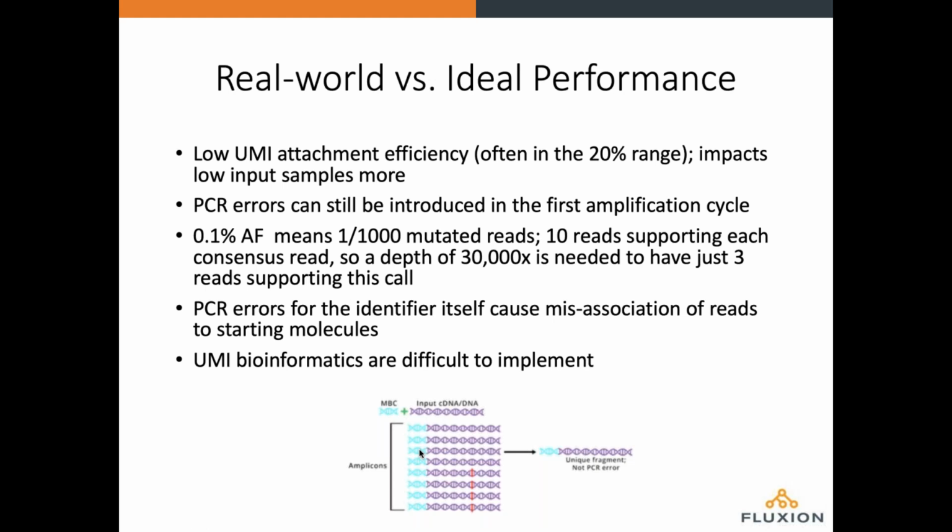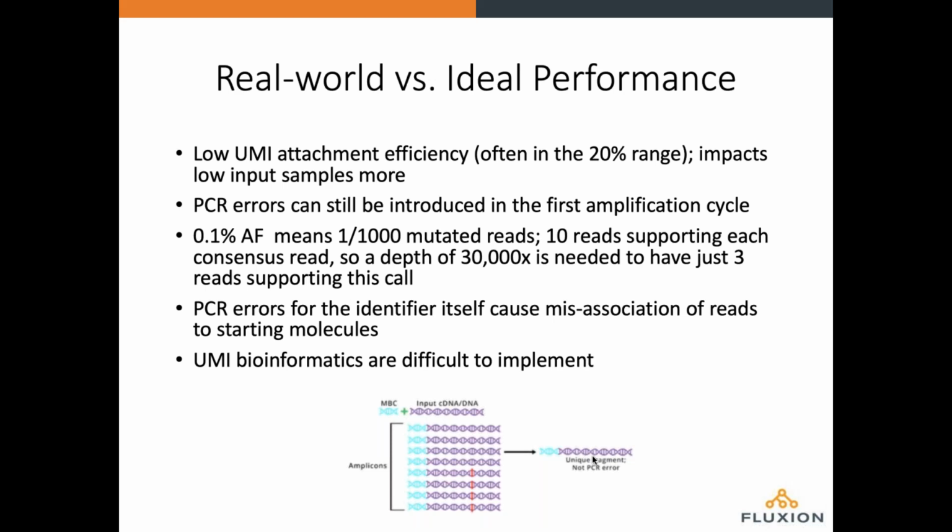Finally, some of the workflow issues that people run into. One is the need for super high read depth. Thinking about the numbers, if you are trying to detect variants at 0.1%, you have to have 1 in 1,000 mutated reads. That means you need a minimum of 1,000 read depth at the consensus stage. If you want 10 reads supporting each consensus read, then you need a bare minimum depth of 30,000x just to have 3 reads supporting the call.